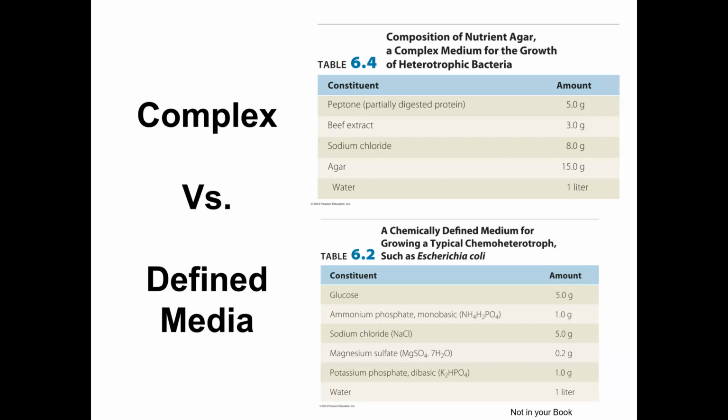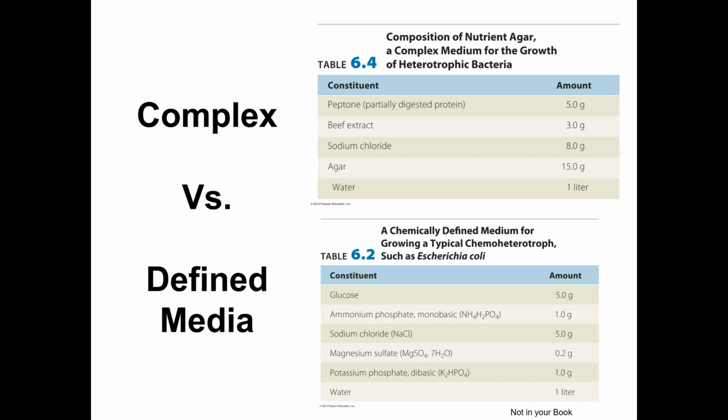Now, at the bottom there, that is the ingredient list for glucose broth. And if you're ever making glucose broth, you're trying to grow E. coli, because few other bacteria will grow on this. The only source of carbon is glucose. That's it. So either they can grow on that or they can't.